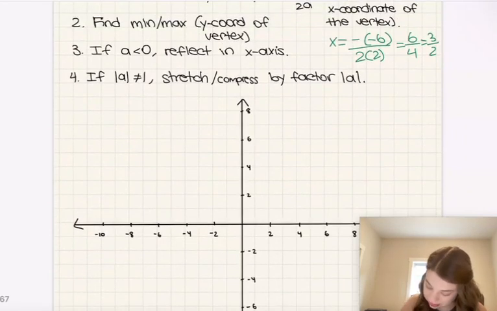So I'm just going to draw that here, right? 3 over 2 is the same as 1.5. So our axis of symmetry is like that at 1.5.